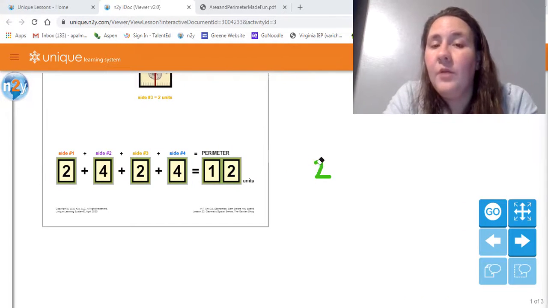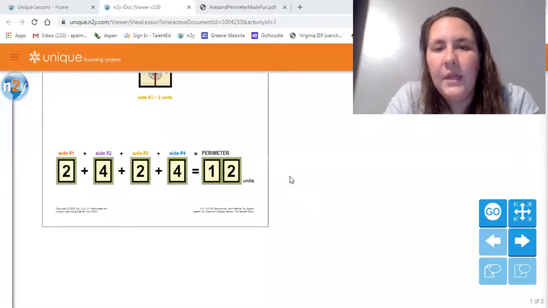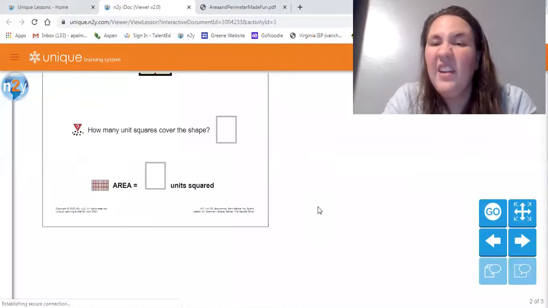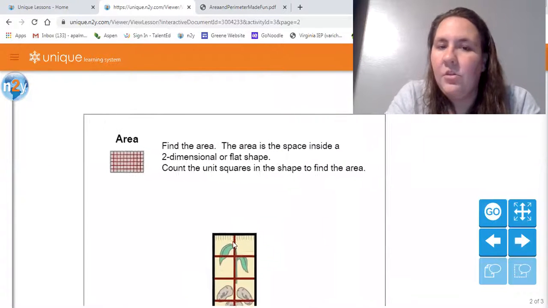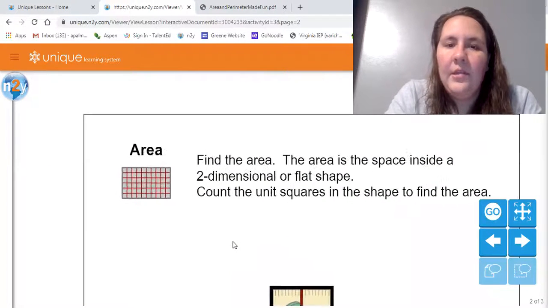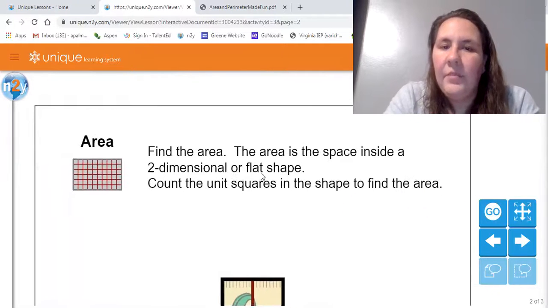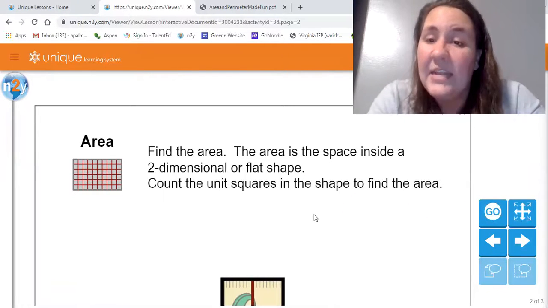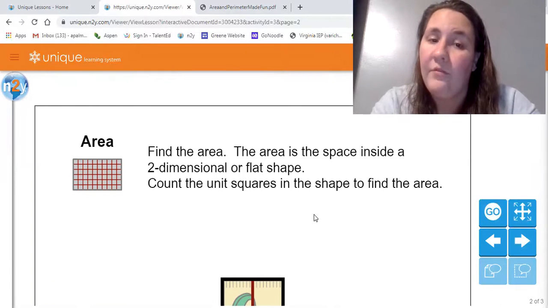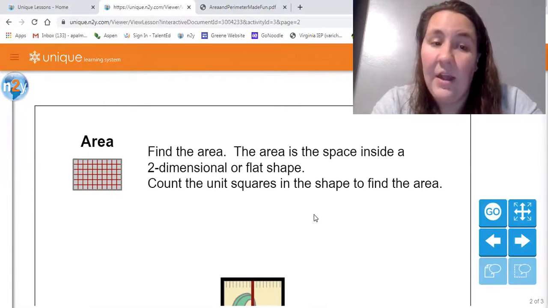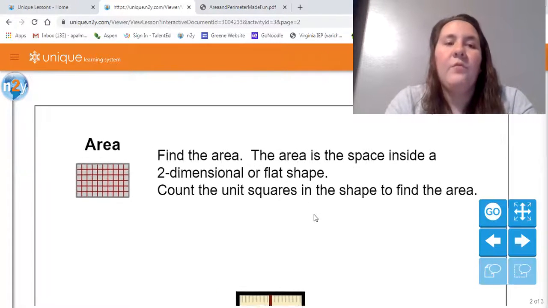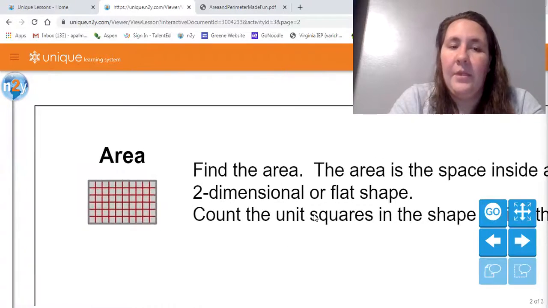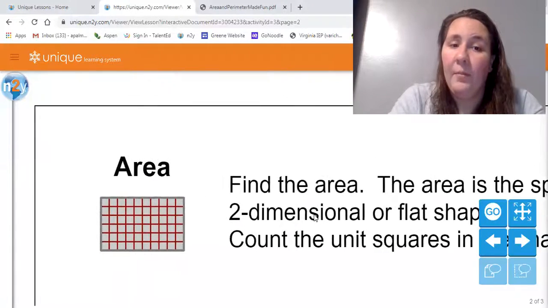So before we go on to our practice problems, we are going to talk about area. Now, area is a little bit easier than perimeter because area is on the inside, okay? So if you look at our definition up here, it says find the area. The area is the space inside of a 2-dimensional or flat shape. So to find area, all you do is count the unit squares in the shape. So if we use our picture over here, I'm going to zoom it in because it's really, really small boxes.